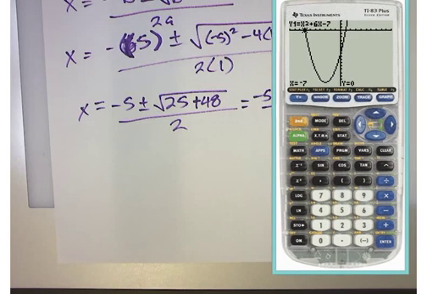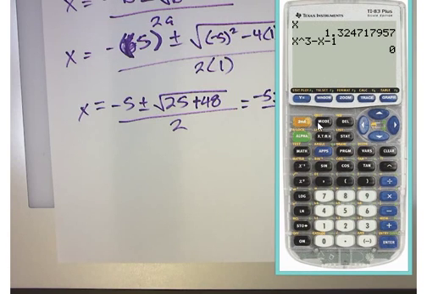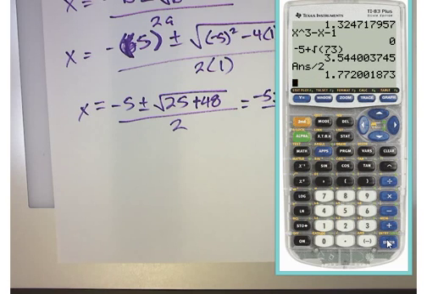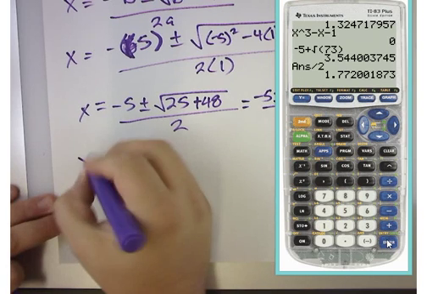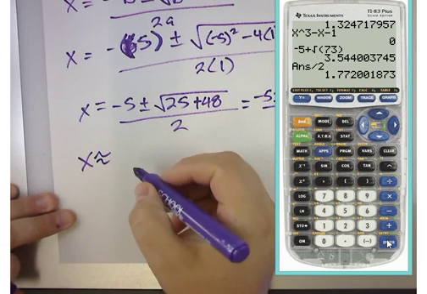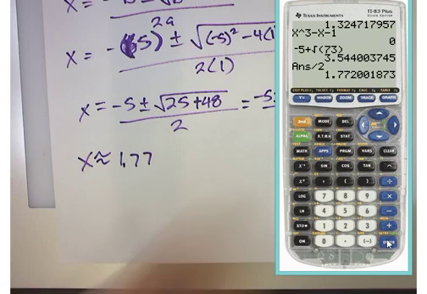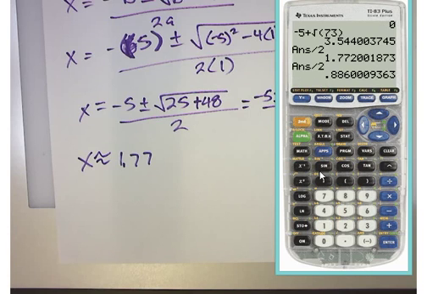So if I say negative 5 plus the square root of 73, that gives me that decimal. Then I'm going to divide that by 2. So one of my solutions is going to be x is approximately 1.77.